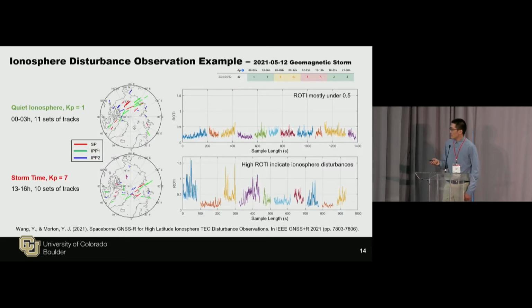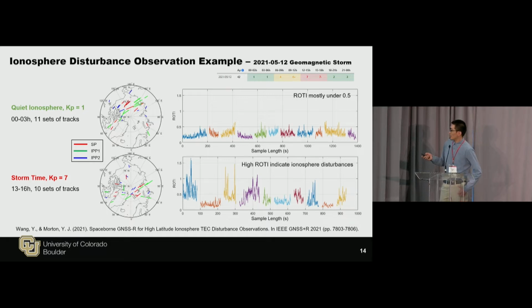And in addition to the total electron content, we also look at the disturbances. A few indices have been used for ground measurements, such as ROTI, the rate of TEC index, the S4 index, and the sigma phi. Here we just look at the ROTI. We have selected two sets of data: one during a quiet ionosphere, and the other during storm time.